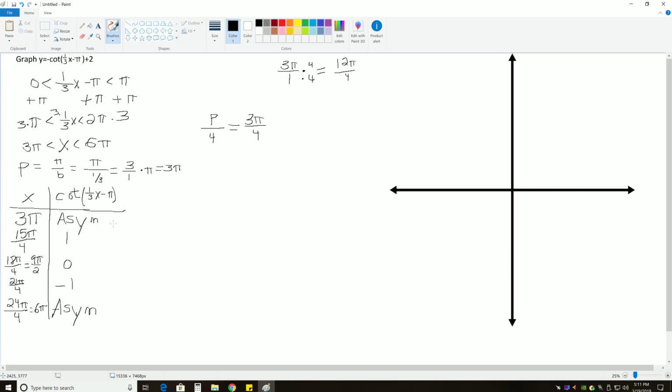So we now need to just make our list of transformations, and from there we can start graphing it. So we'll quickly write out our transformations here.